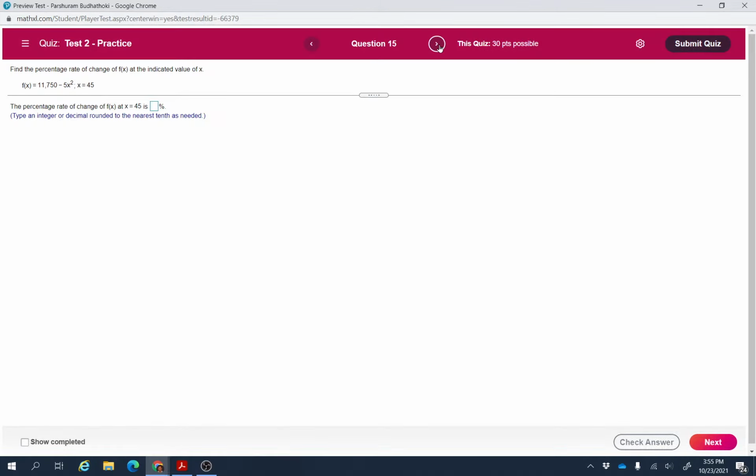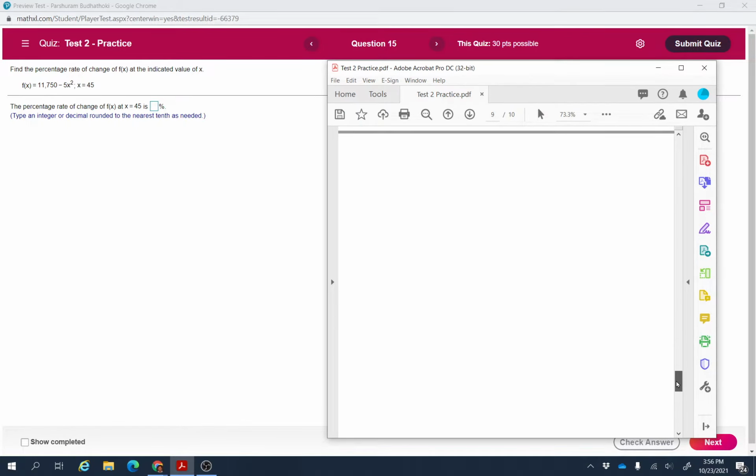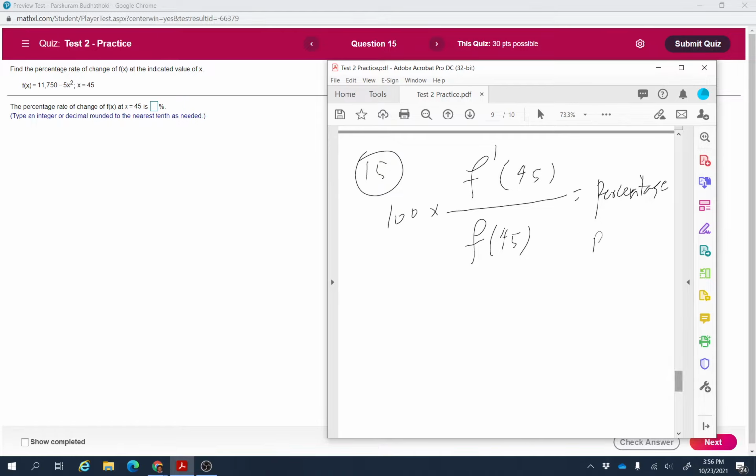Okay, let's go to the next problem. Find the percentage rate of change of f of x at the indicated value of x. So we would like to find the percentage rate of change. Make sure that the rate of change means derivative. So percentage rate of change at any point means, this is problem 15, you need to find the derivative at that point, in this case at 45, and divide it by the value of the function at 45. This is called percentage rate of change. That gives you the decimal answer, and you can just multiply this by 100, and that will give you the percentage rate of change.